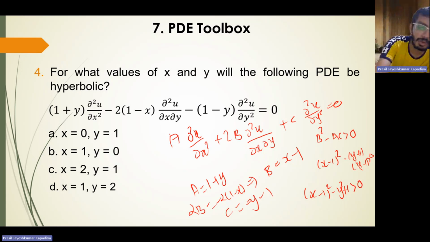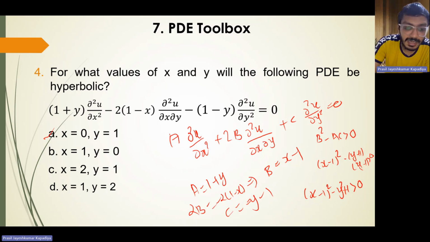Okay, if I put x is equal to 0 and y is equal to 1, so it is 1, minus 1 plus 1, so 1 is greater than 0. So this is at least one valid option. If I put x is equal to 1, y is equal to 0, then (1 minus 1) whole square is 0, minus 1 plus 1, so that is 0. So this is not the case. Then x is equal to 2, y is equal to 1: (2 minus 1) whole square is 1, minus 1 plus 1, so that is 1 plus 1, 2 minus 4, so this is negative. And x is equal to 1, y is equal to 2.